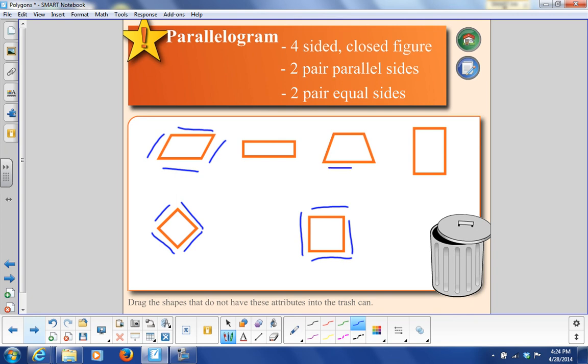This right here, we've got parallel sides here and parallel sides here, and they appear to be equal. And what about this one right here? We got parallel sides here. These sides are not parallel, but they seem to be equal. Okay, parallelogram. All right, and then a rectangle also is a parallelogram because it's got equal sides.